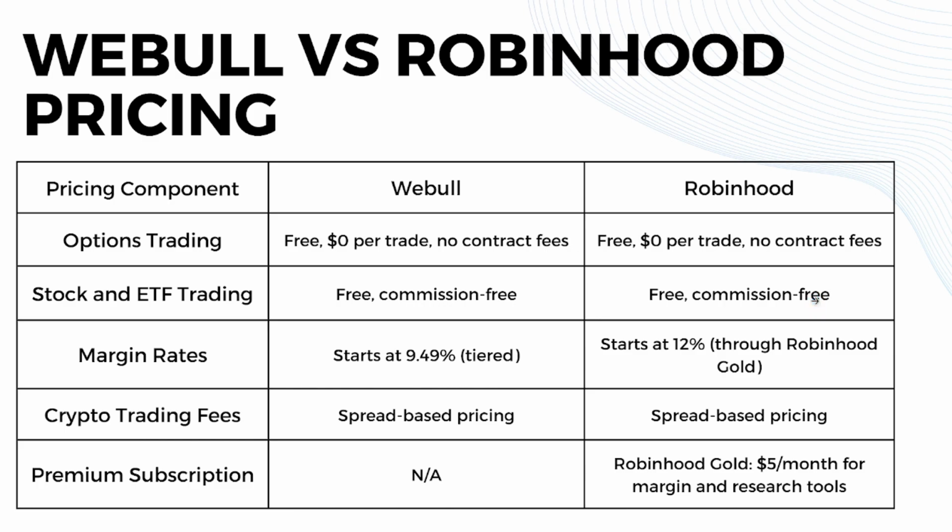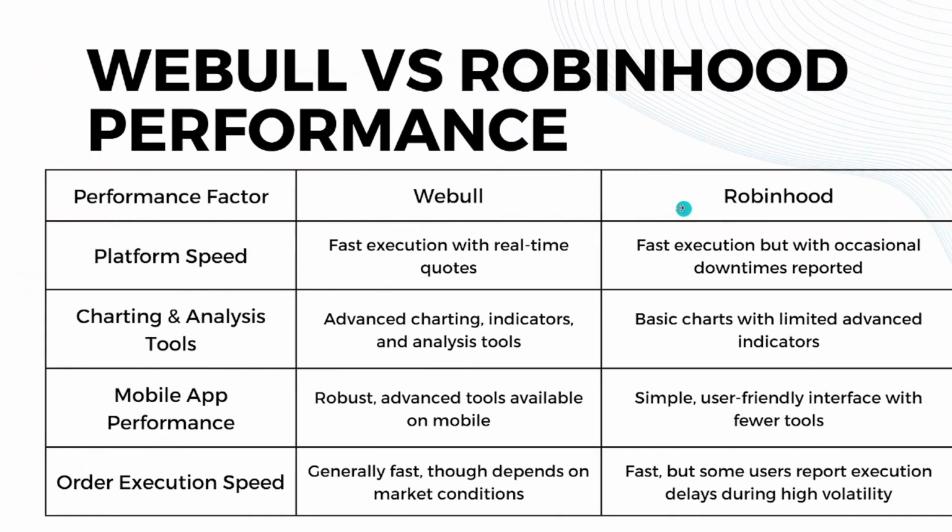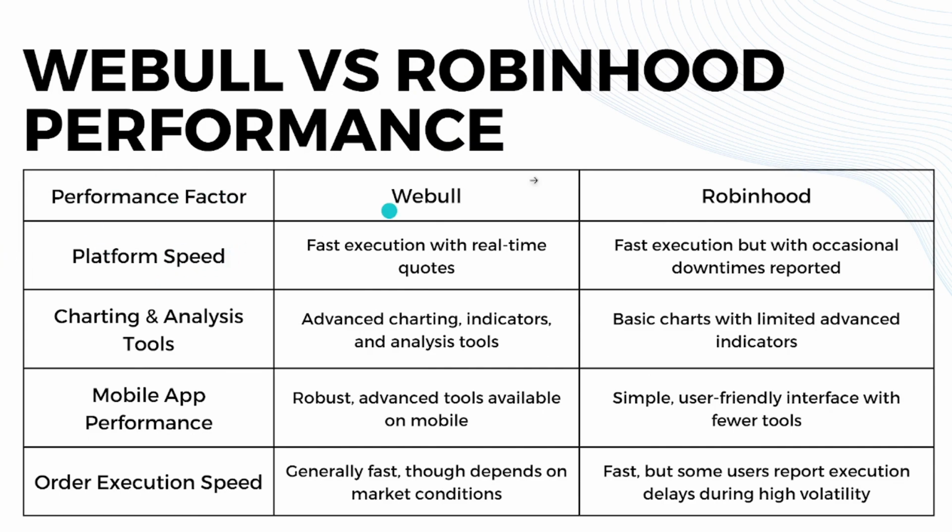So now let's go directly to performance. When it comes to platform speed, Webull is very fast. They have fast execution with real-time quotes. Same thing with Robinhood. They have fast execution but with occasional downtimes reported. For charting and analysis tools, Webull has advanced charting indicators and analysis tools, while Robinhood has basic charts with limited advanced indicators.